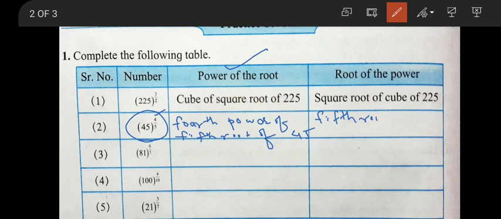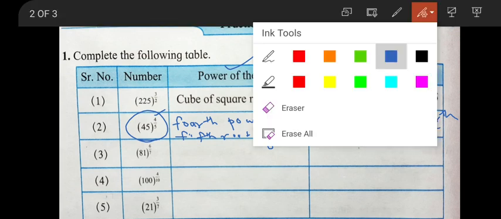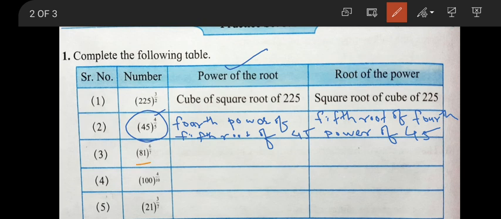5th root of which power? 5th root of 4th power of 45, this number. Okay, now we'll go for the third question. 81 is the base given and the power given is 6 upon 7.